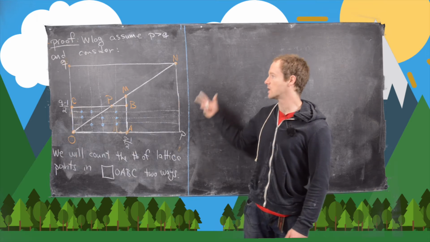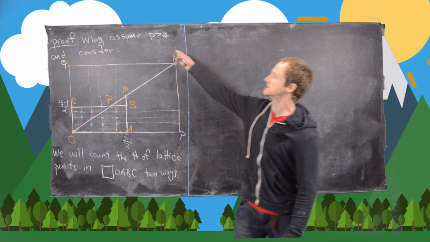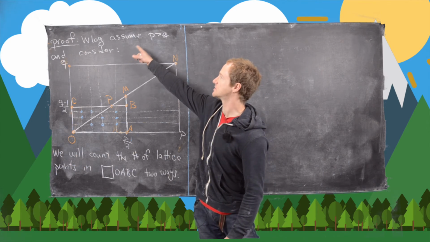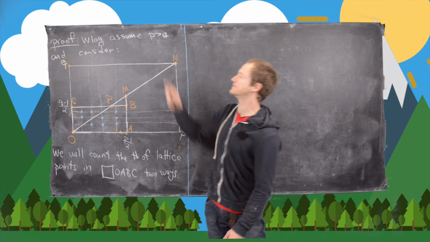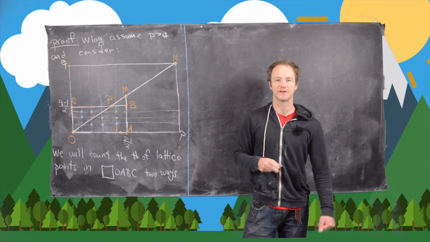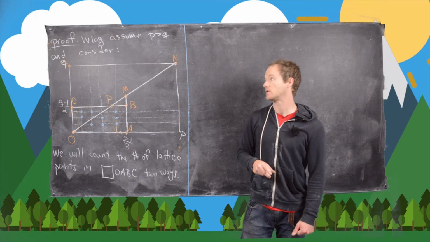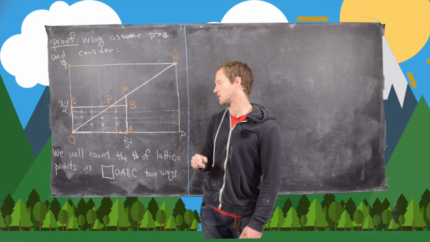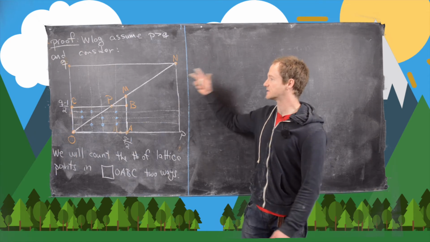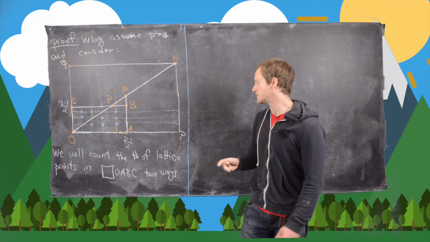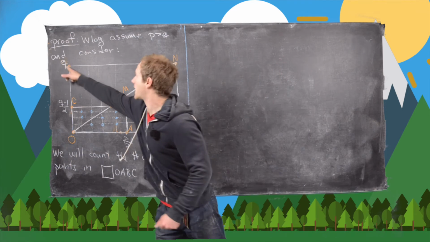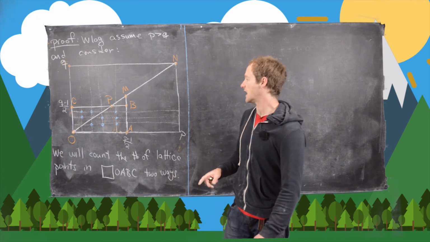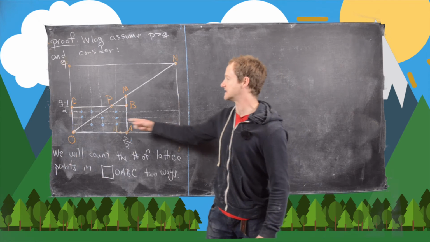So I've prepped the board with this figure. And so let's see, we start off without loss of generality. We assume that p is bigger than q. So notice they're both distinct odd primes, so one has to be larger, so we'll just assume that p is larger. And now the next thing is we consider this array. So notice this is a p by q box, and in it we have all of these lattice points.